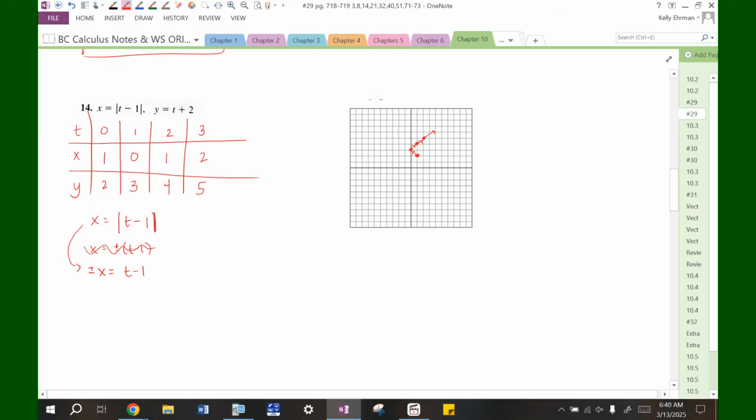And then you could solve for t. We'll just add 1 to the side. 1 plus or minus x is equal to t. And then on the y side, y is just t plus 2, so we don't have to do all that fancy stuff. We just say y minus 2 is t, and I can set these equal to each other. So 1 plus or minus x is equal to y minus 2.